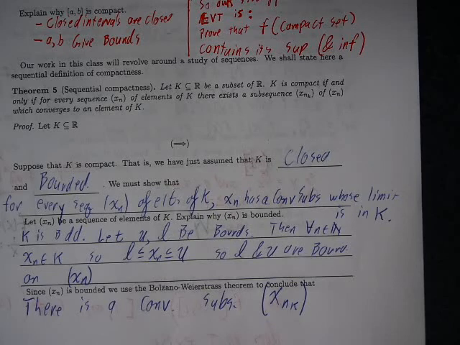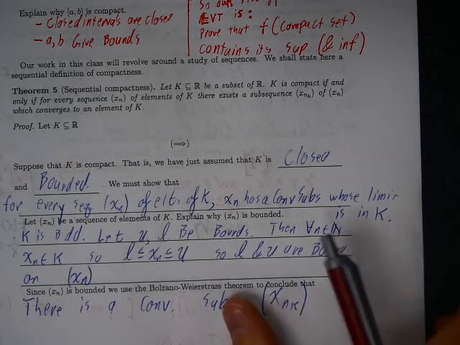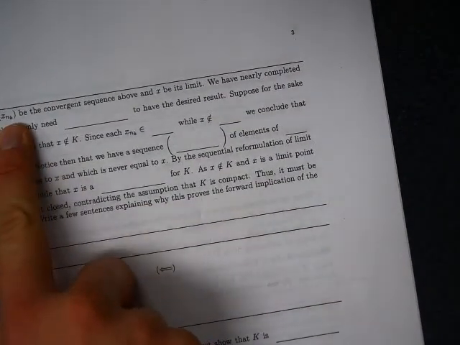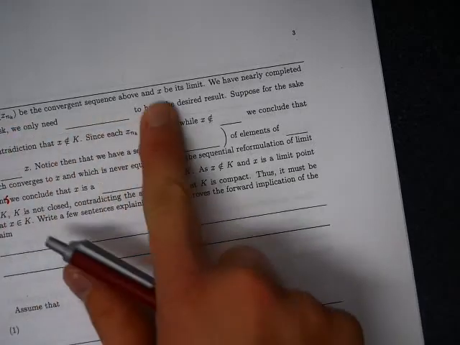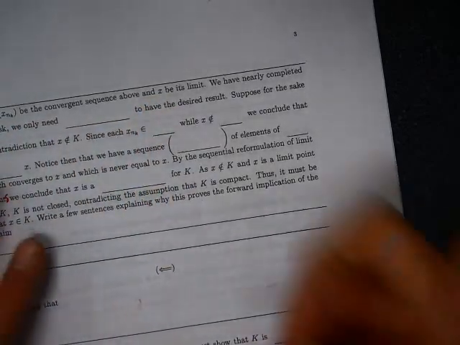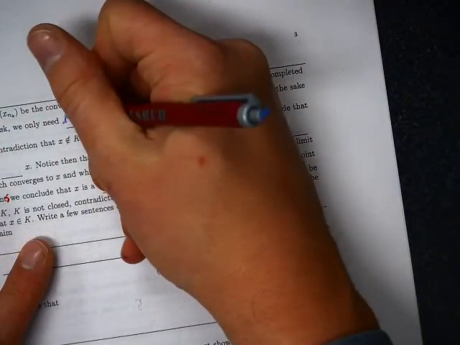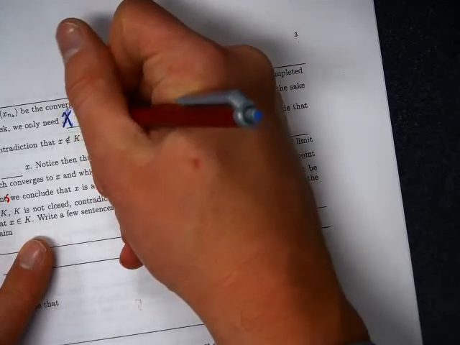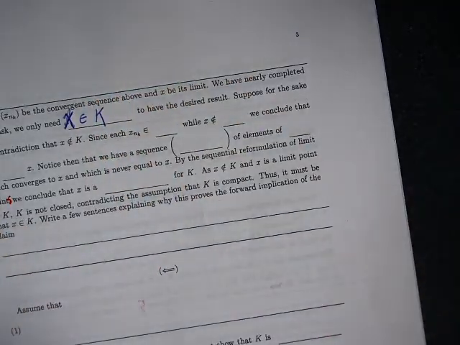So we found a convergent subsequence. What's the only other thing we still need to prove the theorem? Its limit is in K. We can talk about its limit because it's convergent, so it has a limit. So let's prove that the limit of this convergent subsequence is in K. Let x sub n sub k be the convergent subsequence above, and x be its limit. We're almost done. We only need to show that x, the limit of this convergent sequence, is in K. That's all we still need.